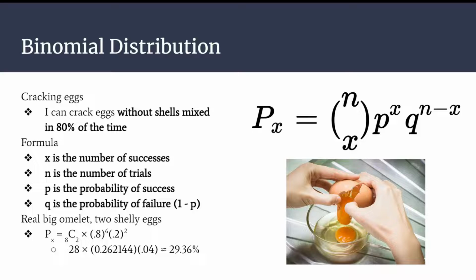In the formula, uppercase P sub x is the probability of an event happening with x number of successes. N is the number of trials, and p is the probability of an individual success, while q is the probability of an individual failure.